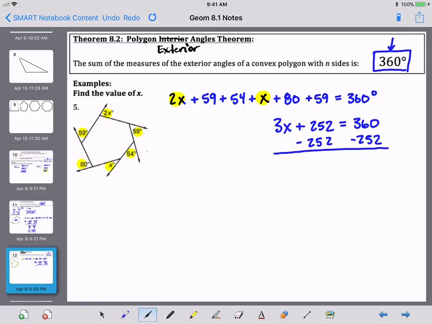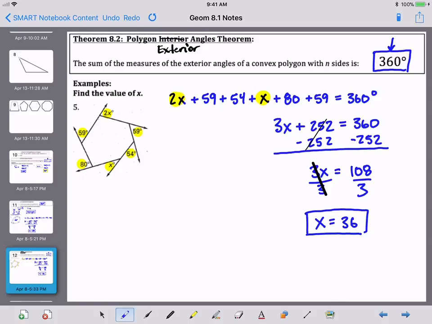And we are going to end up with 3x is equal to 108. Lastly, dividing by 3 is going to get x by itself. So we end up with 108 divided by 3 is 36. Alright, so anytime you have an exterior angle, always know that it adds up to 360.